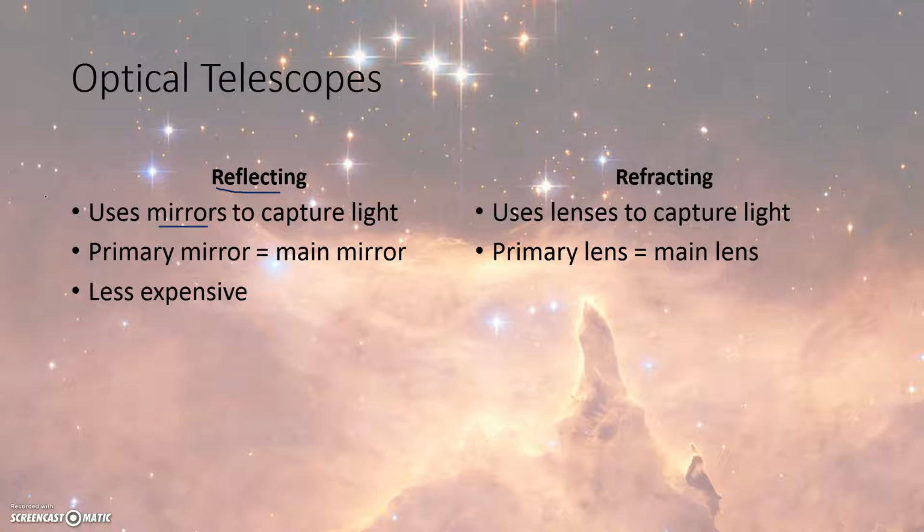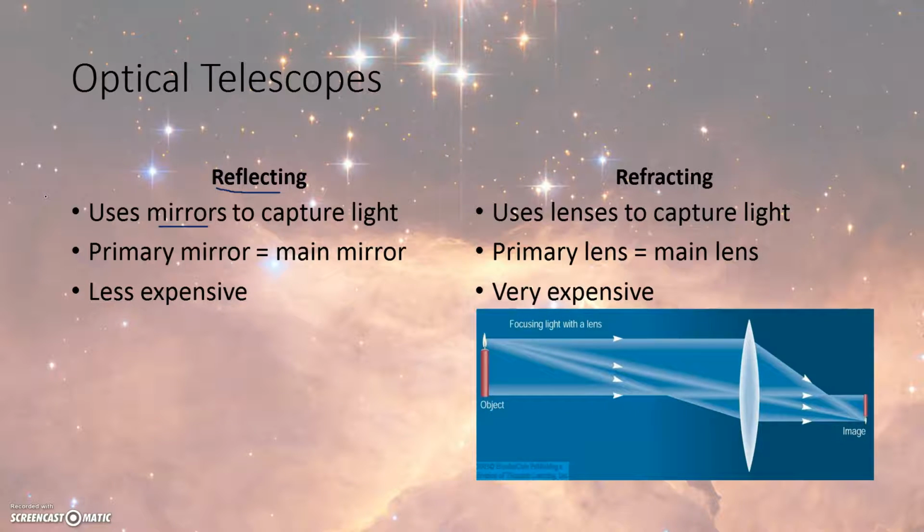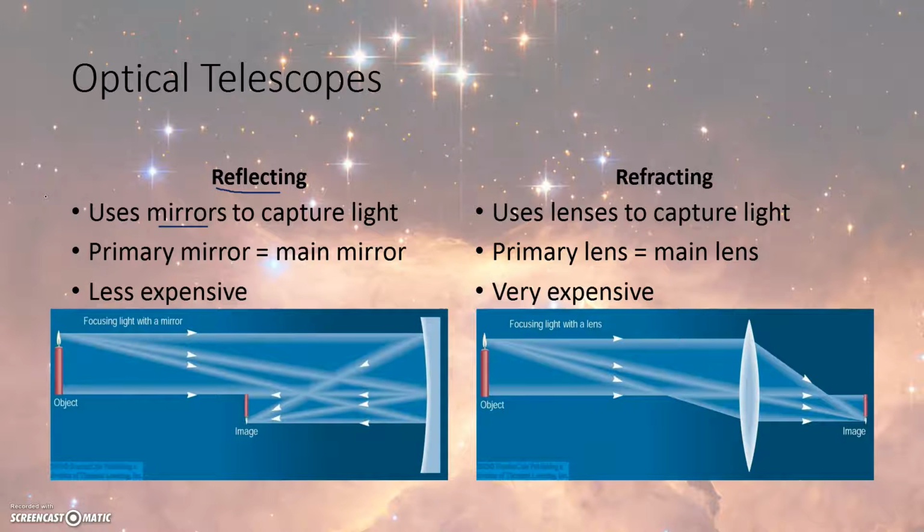The reflecting telescopes are going to be much less expensive, and the refracting telescopes are going to be extremely expensive because of the equipment that goes into making them. So an example of these two would be here. The reflecting telescope has a mirror, which would be this mirror here, and this mirror is shaped so that when the light comes in, it can bounce off and be seen here.